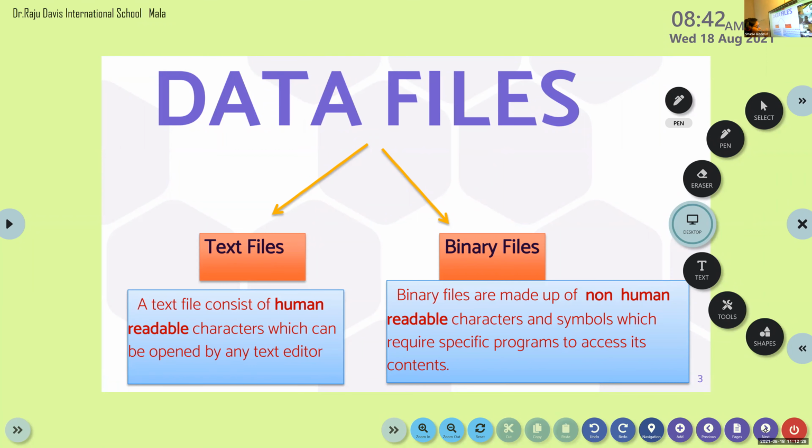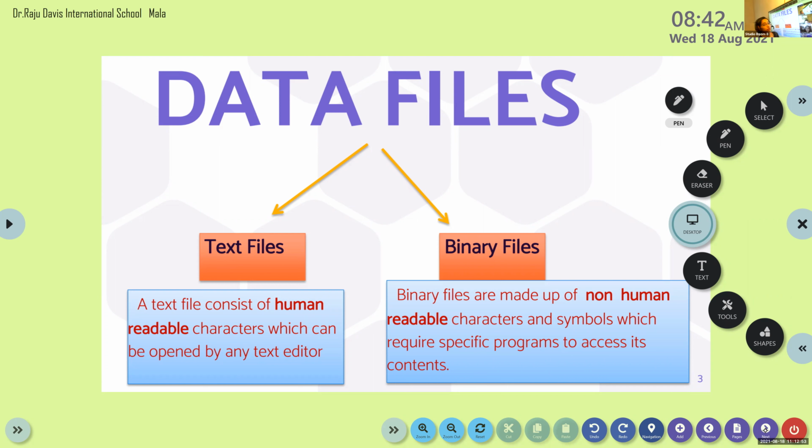Which are they? Text files and binary files. Text files, what is the meaning of text file? Human readable. The files which contain human readable characters, which means that we are able to read that data, isn't it? So because of that, translation is needed, isn't it?